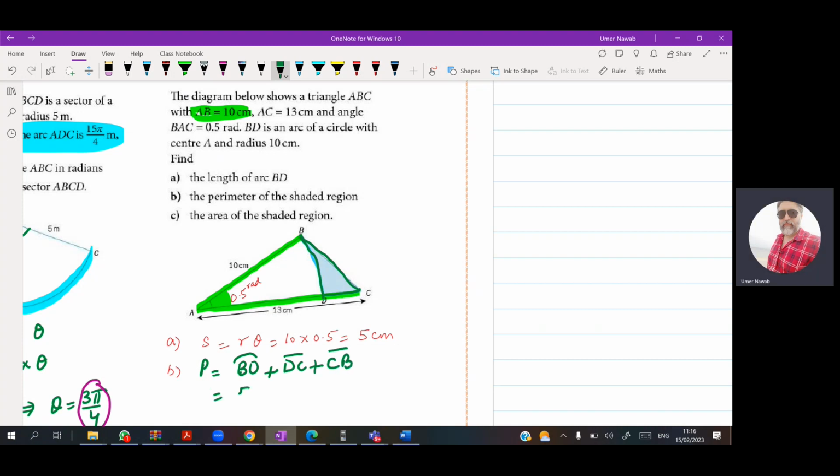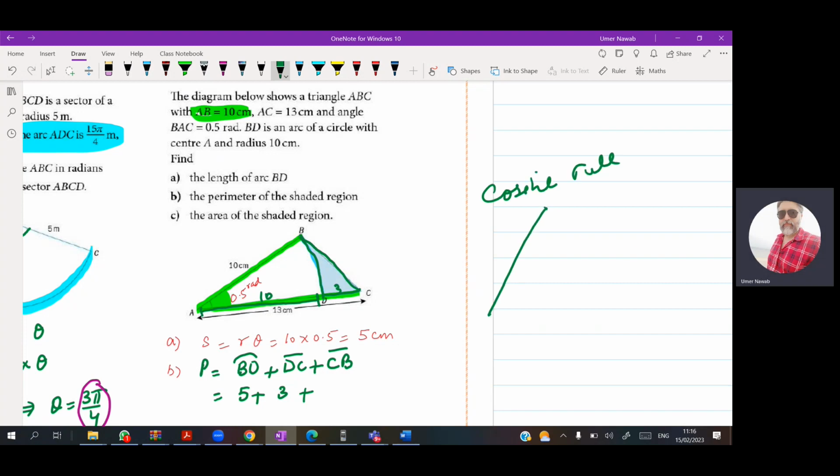BD arc we found is 5. CD, you remember guys? This is also a radius, which is 10. Total is 13, so that should be 3. So DC is 3. CB, oh, CB. Remember the cosine rule from IGCSE?